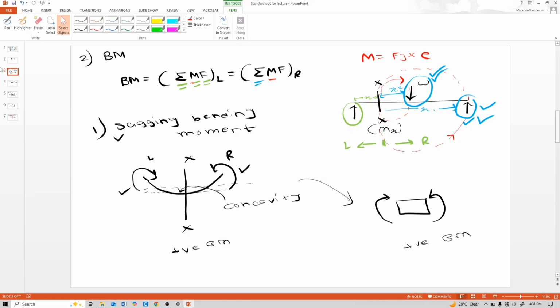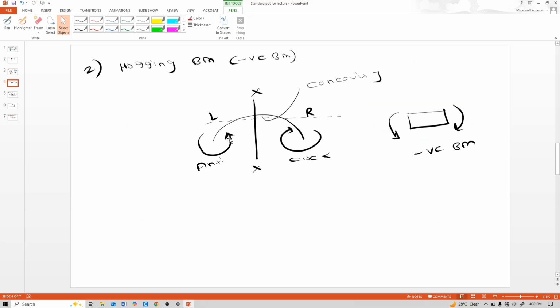Second, we saw bending moment. Bending moment is the summation of moments of all the forces, either left or right. This is sagging bending moment. See the shape of this sagging bending moment, like a smiley shape. The left side is clockwise and the right side is anti-clockwise. And hogging bending moment: the left side is anti-clockwise, the right side is clockwise.